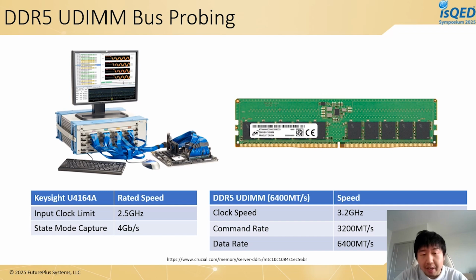But the command rate, being single data rate at 3200 mega transfers, is still below the state mode capture limit of 4 gigabits per second. So we can still do it if we can figure out how to put the 3.2 gigahertz DDR5 clock into the logic analyzer. This is a pretty good way of doing it, because the command and address bus is actually where most of the information is. It's the most important and useful for debugging the DDR5 bus.